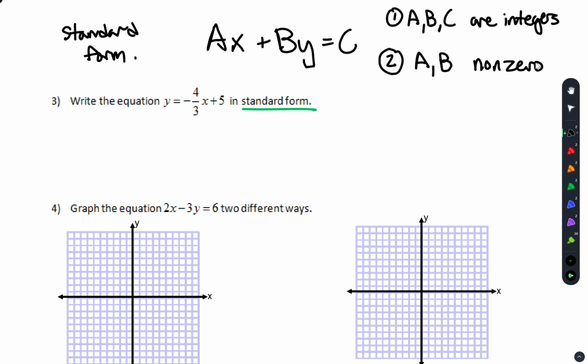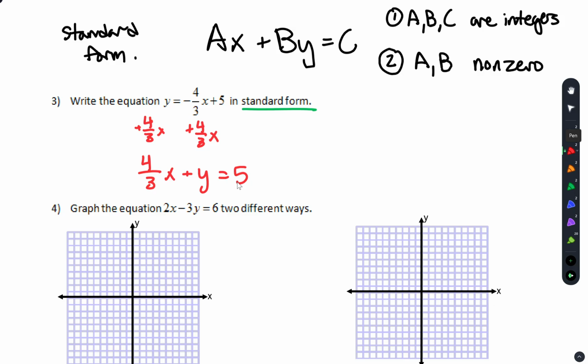So if I take a look at this equation in number 3, y equals -4/3 x plus 5, the first thing that I want to do is move my x and y to the same side. I'm going to do that by adding 4/3 x to both sides. So I have 4/3 x plus y equals 5.